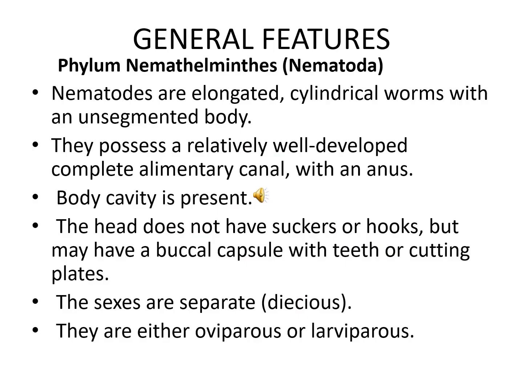Next is nematodes, and the characteristic or morphological feature is that the worms are elongated cylindrical worms with unsegmented bodies, well developed alimentary canal with an anus, body cavity present, does not have suckers or hooks, but has a buccal capsule with teeth or cutting plates. Both sexes are separated, there are male and female worms, and they reproduce either oviparous, lay eggs, or larviparous, where they lay the whole larva. So that is nematodes.